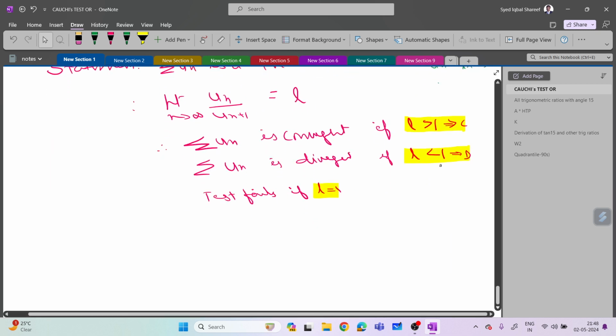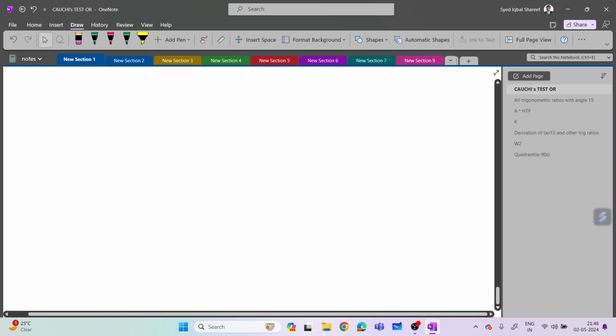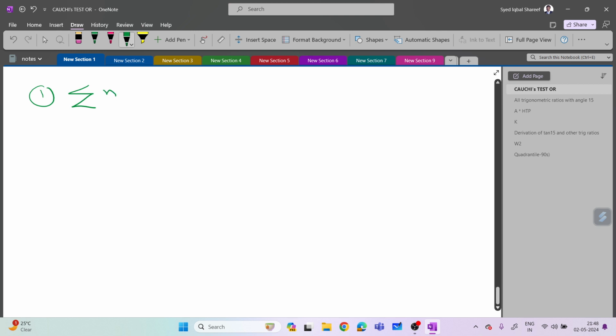So we'll do some examples. It will be clear for us. Let me go with problem number 1. Test for the convergence of the series n square by factorial n. The question in the exam will be to test for convergence of the series. So our un is n square by n factorial.